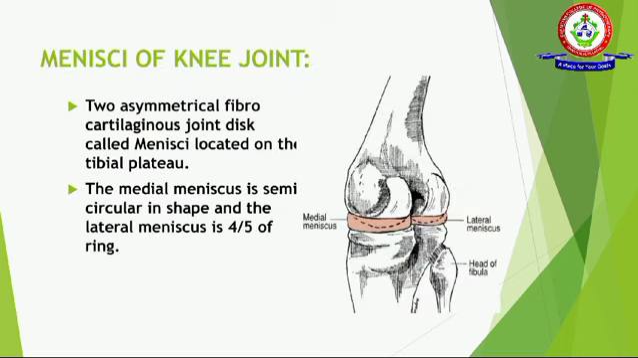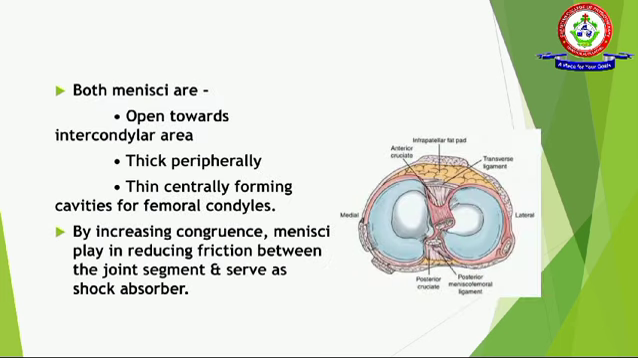Menisci of the knee joint. The asymmetrical fibrocartilaginous structures called menisci are located on the tibial plateau. There are two menisci, the medial meniscus and the lateral meniscus. The medial meniscus is semicircular in shape and the lateral meniscus is 4/5 of a ring. Both menisci are open towards the intercondylar area and they are thick in the peripheral region and thin centrally, forming cavities for the femoral condyles. By increasing congruence, menisci play a role in reducing friction between the joint segments and serve as shock absorbers.